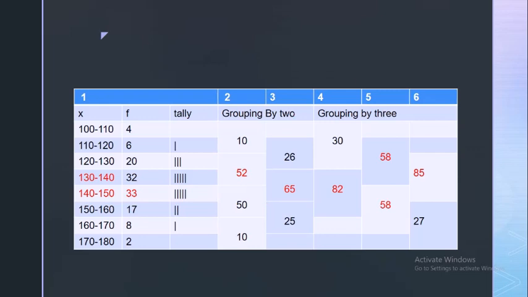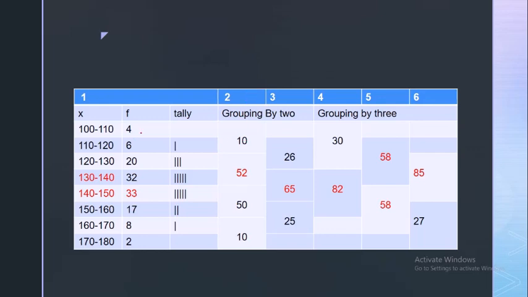Now in this, I'm following the same method that we used in the discrete case. The first column has all the x, that is the classes, then f, the corresponding frequency, then the tally. The second column is the grouping by 2.